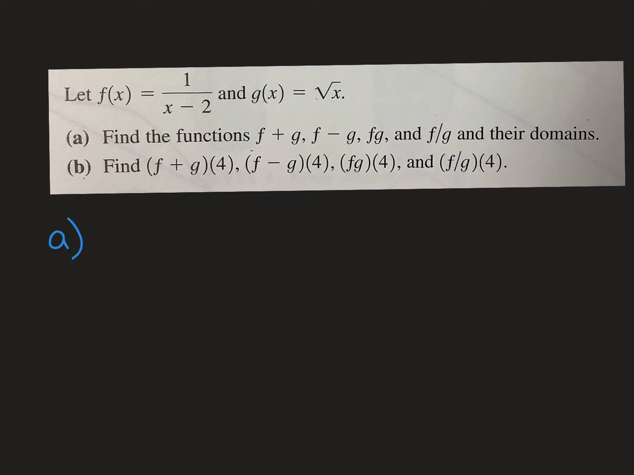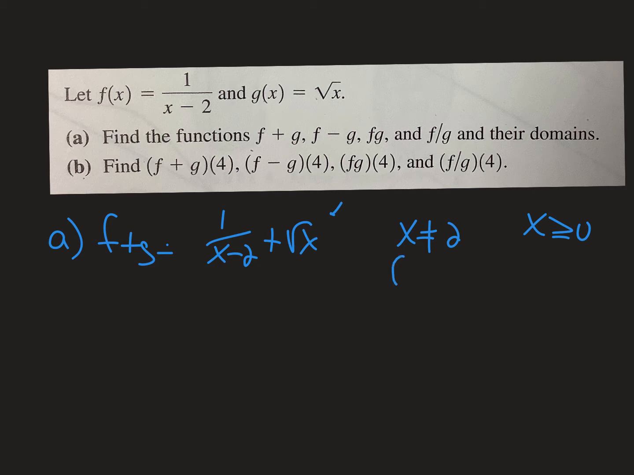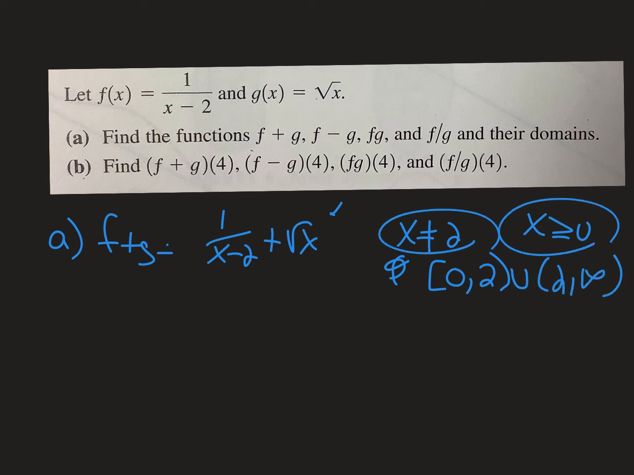So part A, f plus g is just going to be 1 over x minus 2 plus the square root of x. We're going to leave it like that. The domain for this first one would be x is not equal to 2. And for square root of x would be x is greater than or equal to 0. So for our domain there, we'd say everything from 0 to infinity, except you've got to skip 2. So I'm going to write it like this: 0 with the bracket, 2 with the parentheses, so it doesn't include the 2. Then we're going to go from 2 to infinity. And that represents all of that.